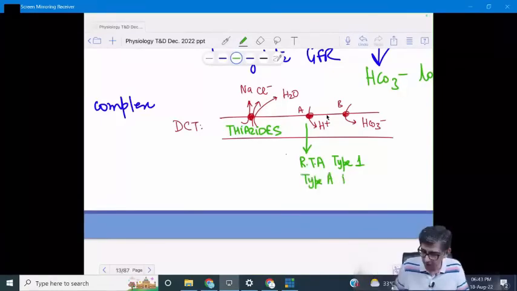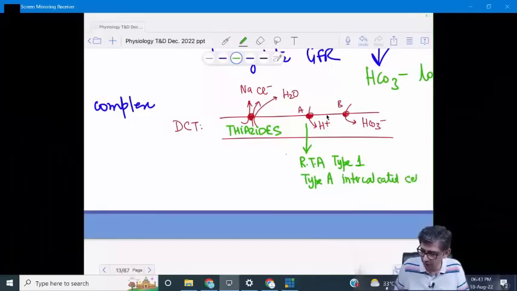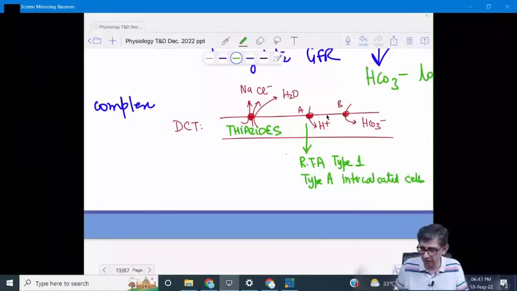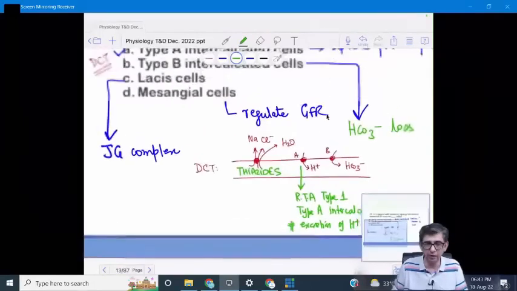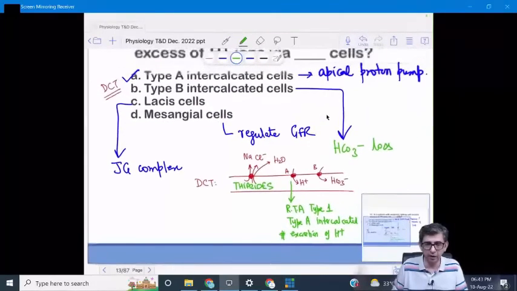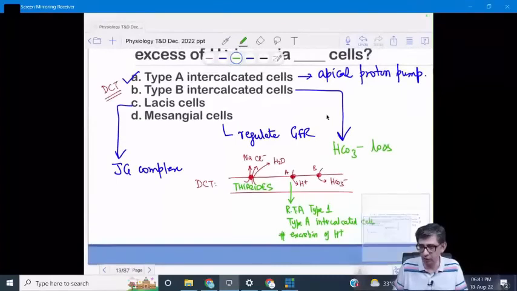Now, once you know what type A intercalated cells do, the things will become very clear: type A intercalated cells are responsible for excretion of hydrogen from the body. If I put a defect here, then hydrogen will not be excreted. And if there is no excretion of hydrogen from the body, it will cause metabolic acidosis in the person. So two applied aspects that you need to remember: a defect in type A intercalated cells is called RTA type 1, and thiazides act on the DCT, on the sodium chloride co-transporter.